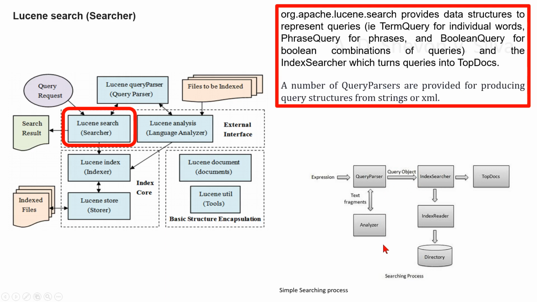Here the class Analyzer. The analyzer builds token streams in the package analysis, and the analyzer builds a token stream which analyzes text. It thus represents a policy for extracting index terms from text. Class IndexSearcher implements search over a single IndexReader.